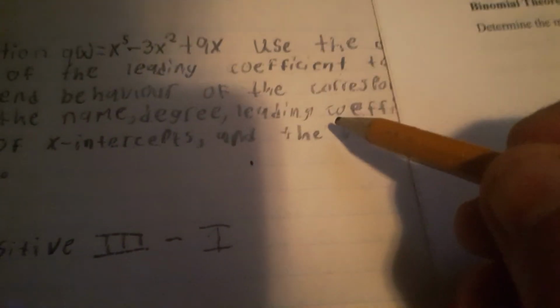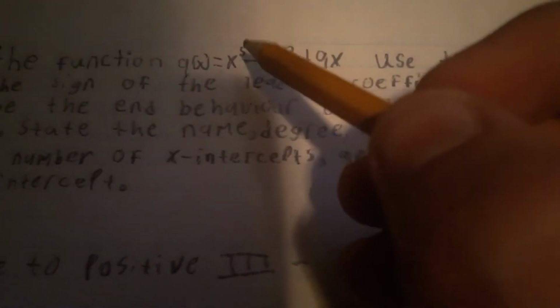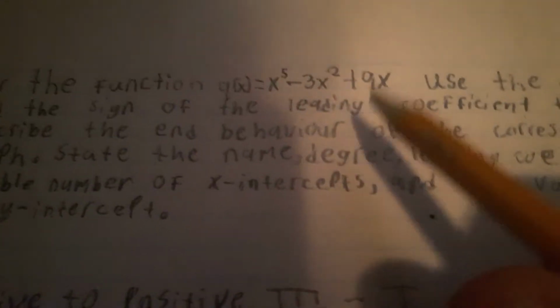The next thing it asks for is the leading coefficient. Since there's no sign and no number, we can tell that the leading coefficient is positive 1. The next thing it asks for is the possible number of x-intercepts. To find this, we simply look at the degree. There are 5 possible x-intercepts.